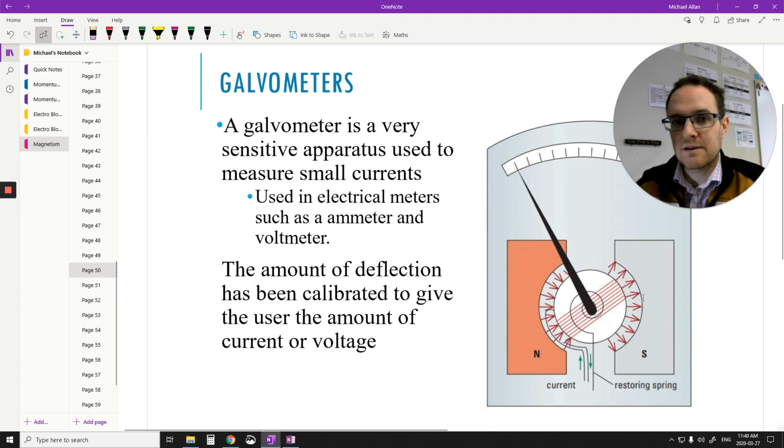So that's just another example of how to use the motor effect: use current to produce motion or kinetic energy. In this case, that kinetic energy is stored back into elastic potential energy.